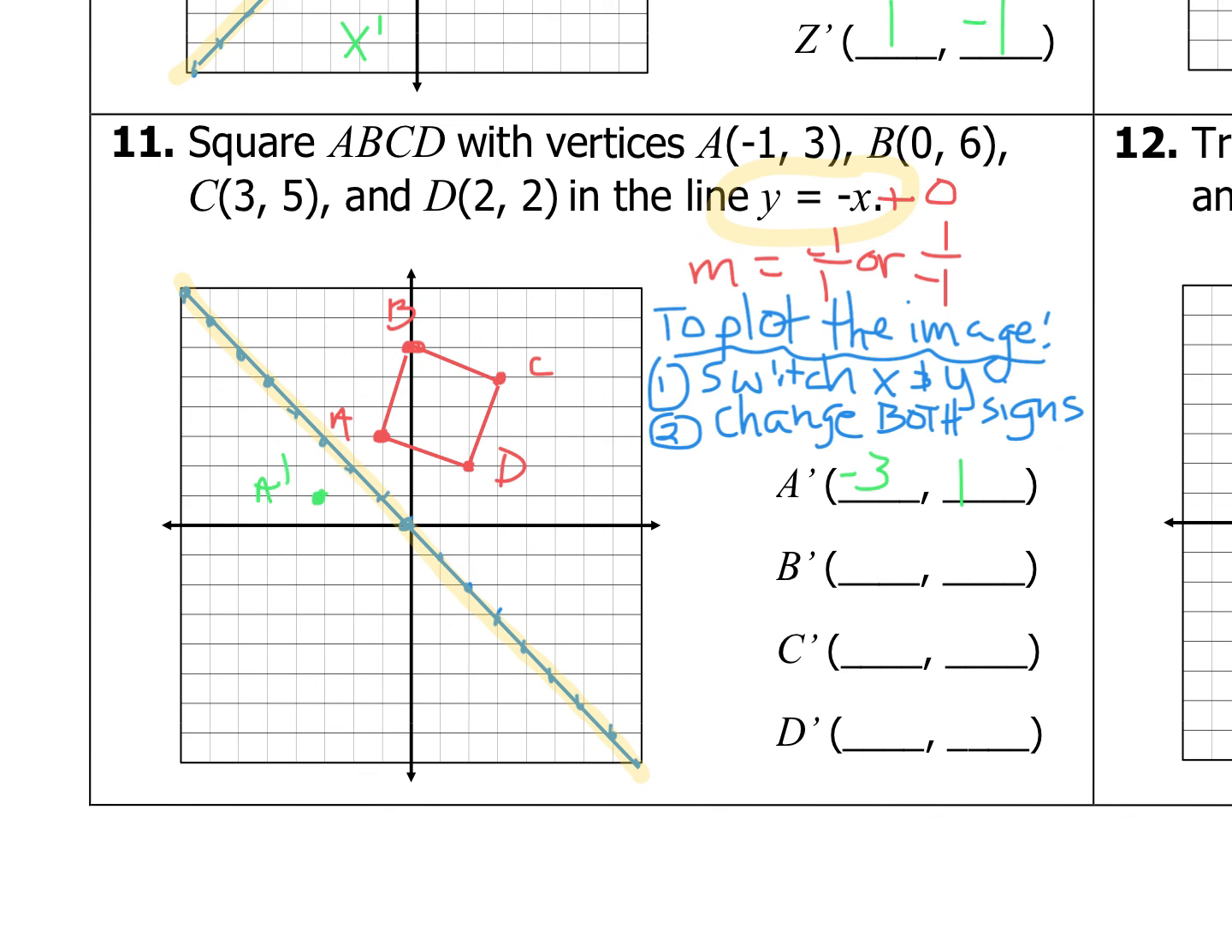Then for B, we're going to switch these and change the sign. So our x becomes -6, and y stays 0 because you can't change the sign of y. So we get -6, 0.